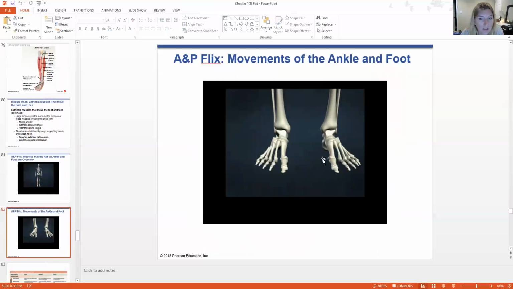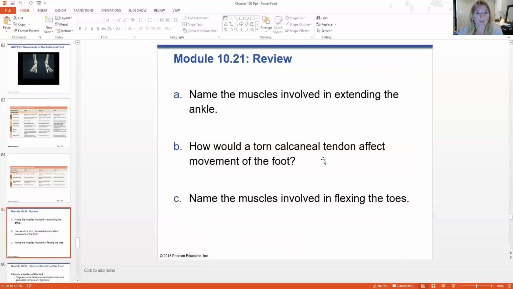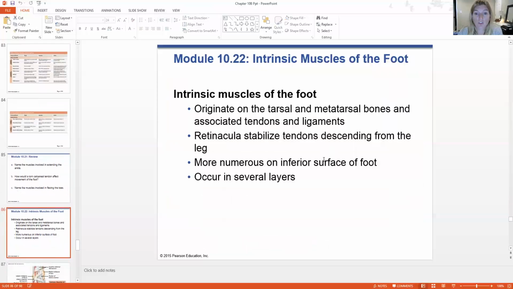Some videos here giving you an overview, chart giving you an overview. Another chart, you can pause the video here, go back and answer these 3 questions referring to the ankle and foot. Then you have intrinsic muscles of the foot originating in the tarsal and metatarsal bones.